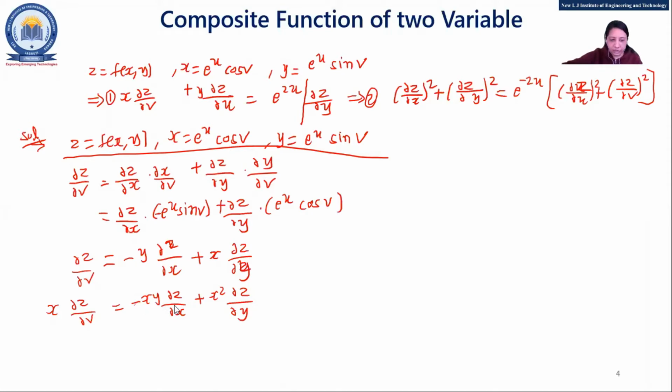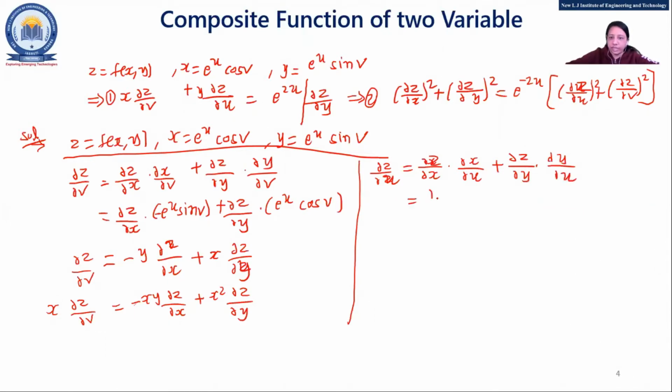Okay. So what happened into that? This is minus xy del z by del x. So we just have to multiply it with x. Now the second term is what? Del z by del u. So del z by del u equals del z by del x into del x by del u, plus del z by del y into del y by del u.